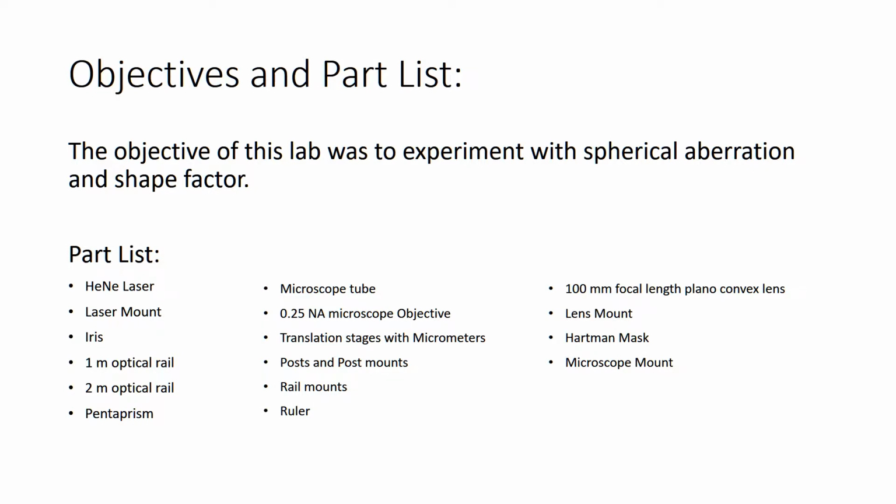The objective of this lab was to experiment with spherical aberration and shape factor. Specifically in this lab, we measured transverse and longitudinal spherical aberration of a plano-convex lens.